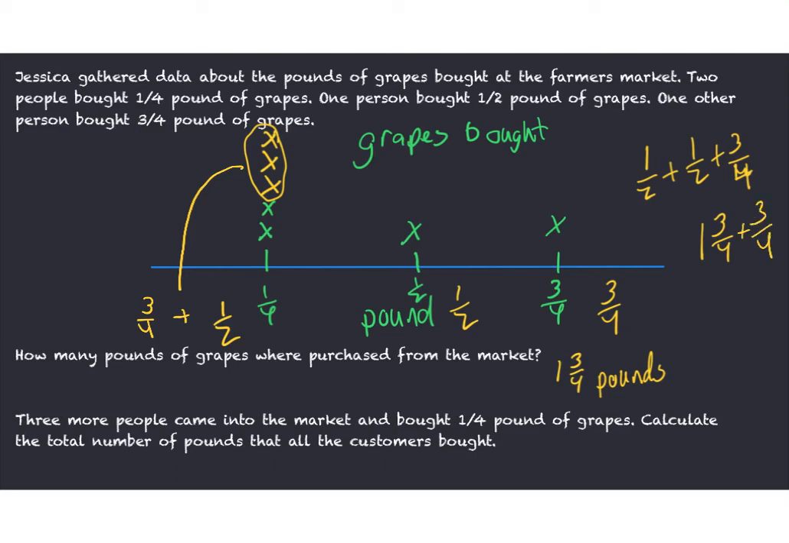So 3/4 plus 3/4 is equal to 6/4, or we could say 1 1/2, plus we still have the whole there. So 1 plus 1 1/2 equals 2 1/2 pounds.